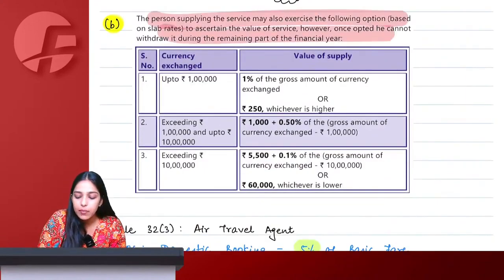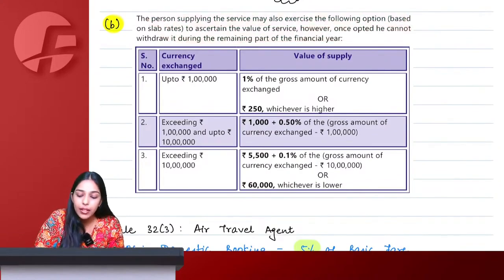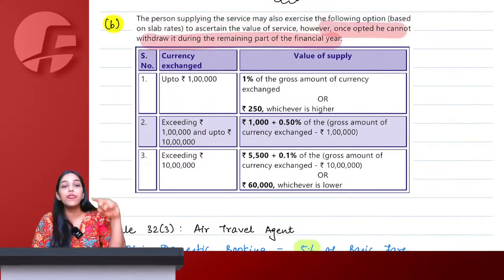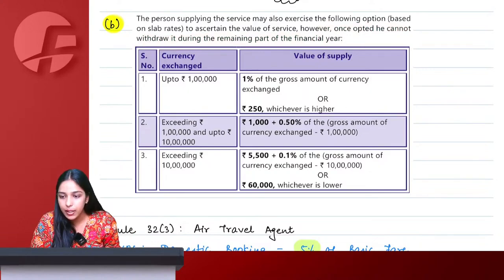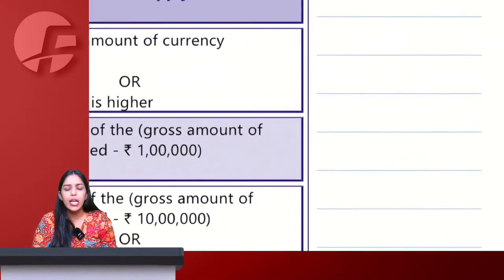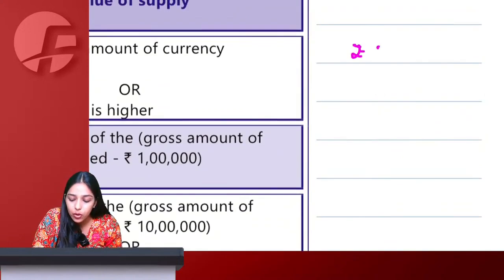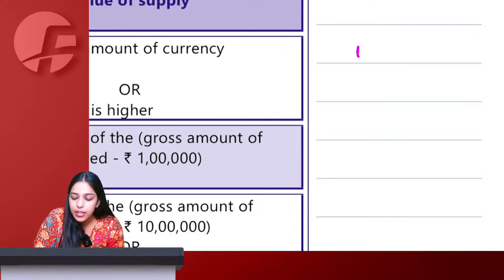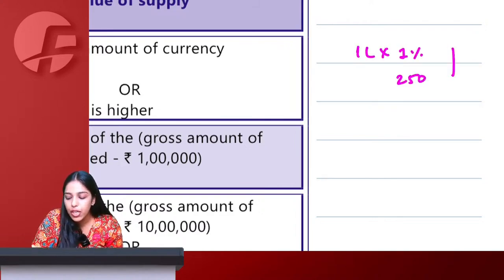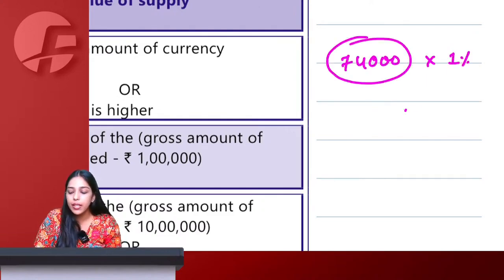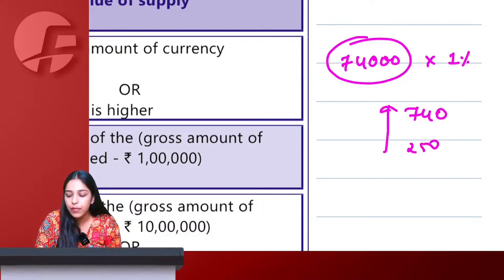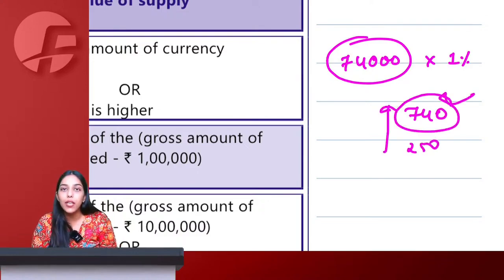So the person supplying service may also exercise this slab rate method, but once this is opted, you cannot shift to the 32(2)(a) method for the remaining part of the financial year. And here we are simply saying that if the currency is exchanged up to 1 lakh rupees, then 1% of the amount or 250, whichever is higher, becomes the value of supply. So let's say I am exchanging 74,000 rupees, then 74,000 into 1% is 740, or 250, whichever is higher, 740 becomes my value of supply.